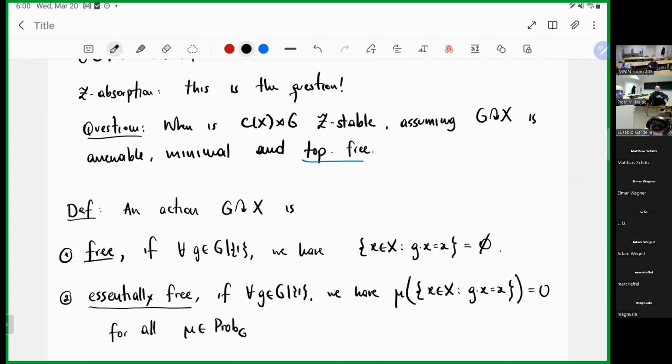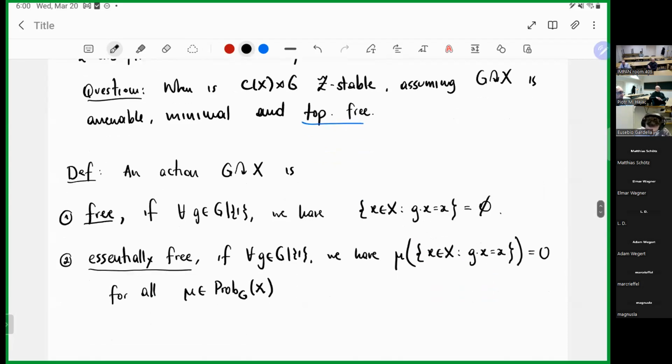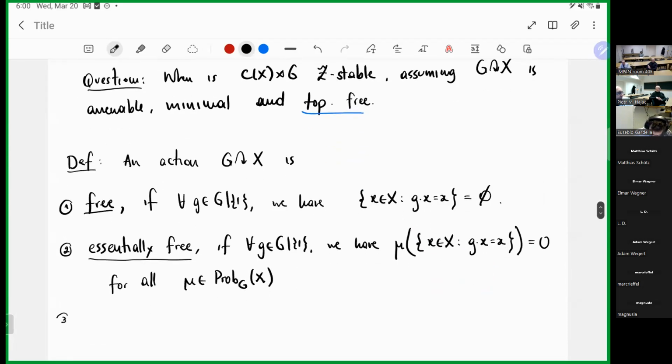So Prob_G(X) are the probability measures on X that are invariant under the action. And you see immediately from the definition that if it's free, then it's also essentially free.